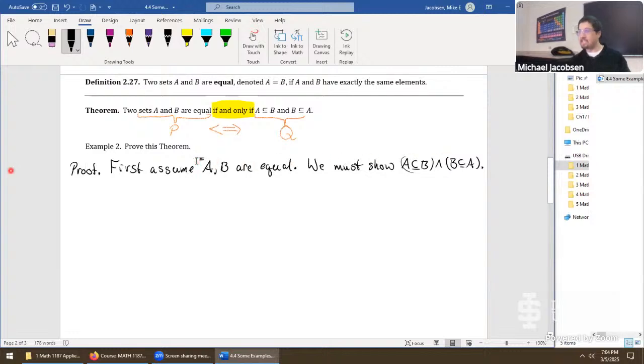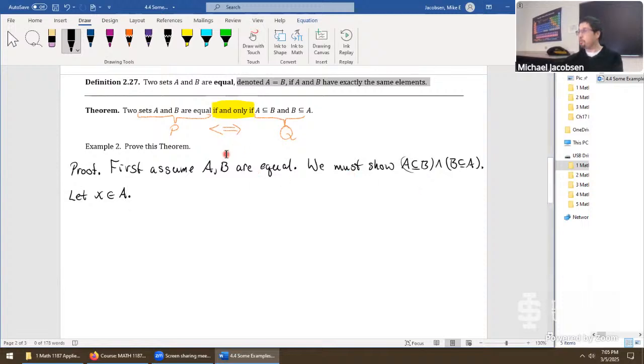So next step, we say, since A and B are equal, that means they have exactly the same elements. So let's start from that position. We're trying to show subset relations. So we can say this. Let x be an element of A.